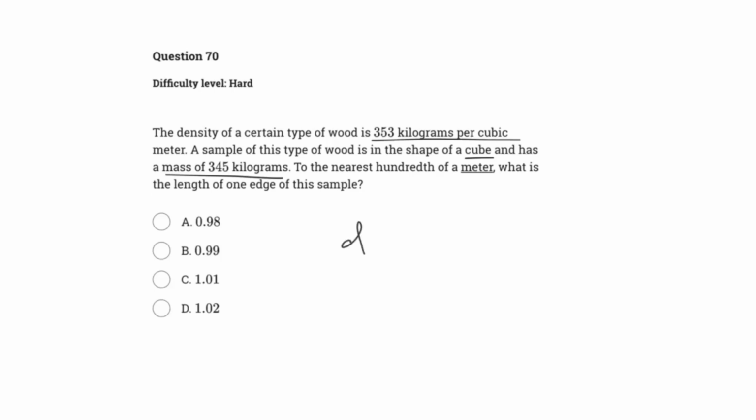We know the equation for density is mass over volume. And so if we plug in values for density and mass, which we do have, we can solve for volume and ultimately find the length of one edge of the sample. So we know that density here is 353. I'm just going to ignore units. Mass here is 345 over V. If we solve for V here, we get V equals 0.977.